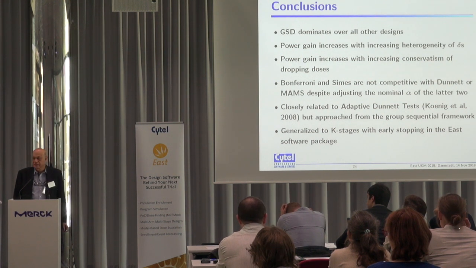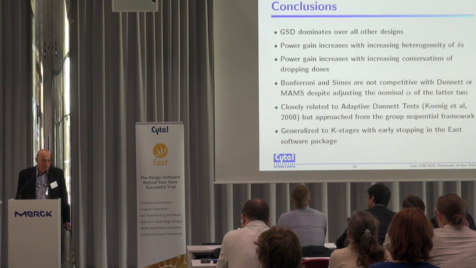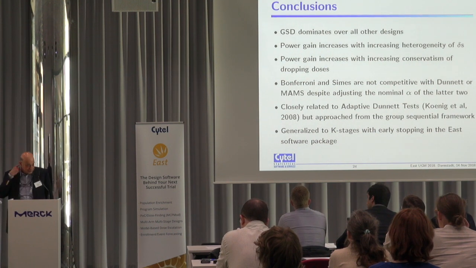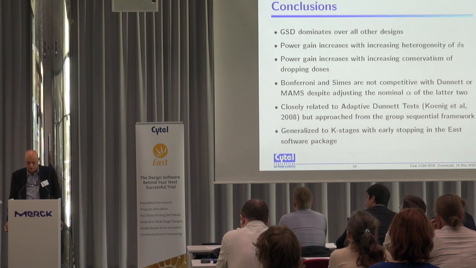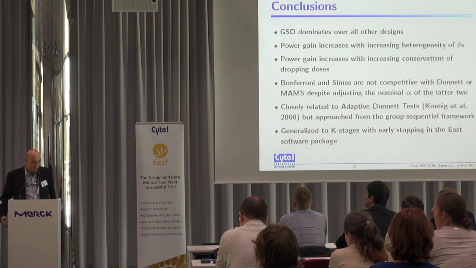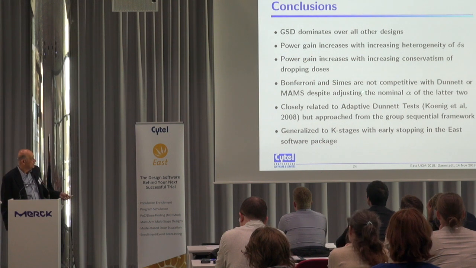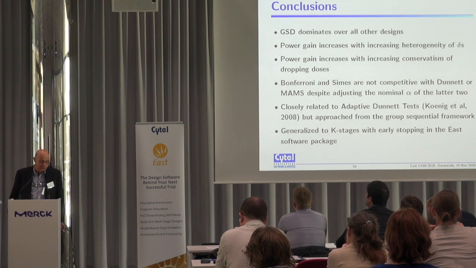The Bonferroni and Simes are not really competitive with the Dunnett or the MAMS. So you might think, well, Dunnett and MAMS require assumptions of normality, so naturally they have more power. But we also adjusted for that. We adjusted the nominal alpha to guarantee control of type 1 error.